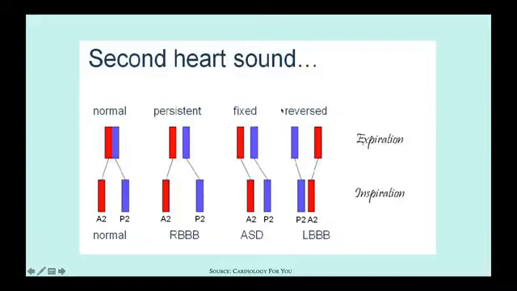And then the reverse is where you hear a longer split with expiration than with inspiration. This is also called a paradoxical S2 split. And this is associated with left bundle branch block. It's also associated with the things that cause left bundle branch block or dilate the left ventricle. So hypertrophic cardiomyopathy, dilated cardiomyopathy, or things that may interfere with the conduction system on the left side of the heart. So something like an MI.